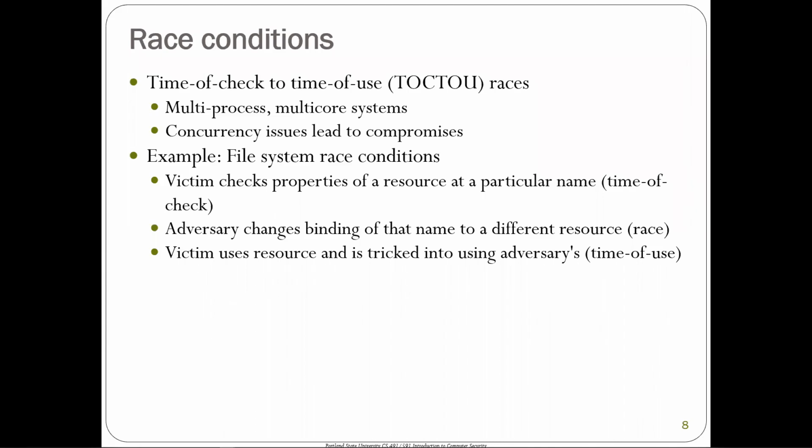So one of the examples that we're going to walk through is that the victim can check the properties of a resource, like a file, at a particular name, and this is the check time. And then before the victim goes and uses that resource, the adversary changes it underneath. And then when the victim uses the resource, the victim thinks that it passed the check, but because the resource is something different, the victim is forced to use the malicious resource instead.